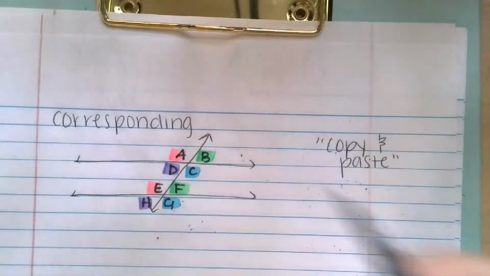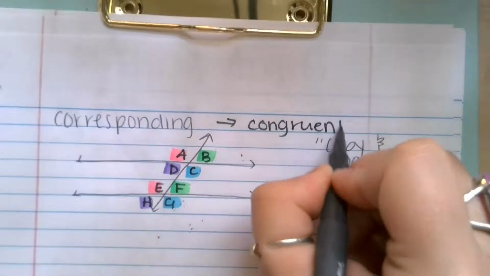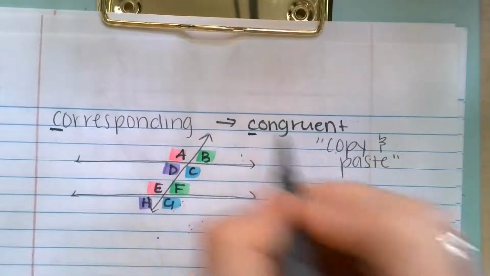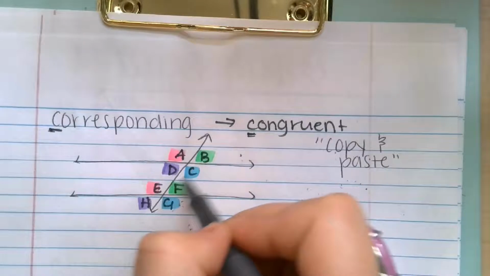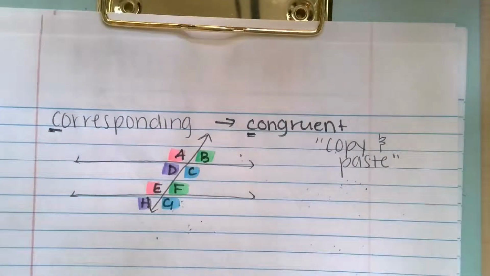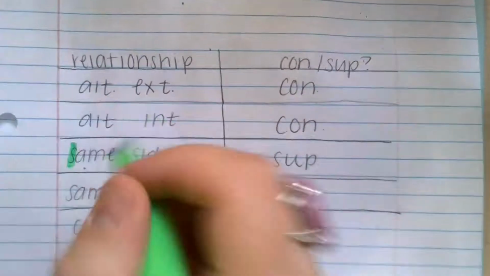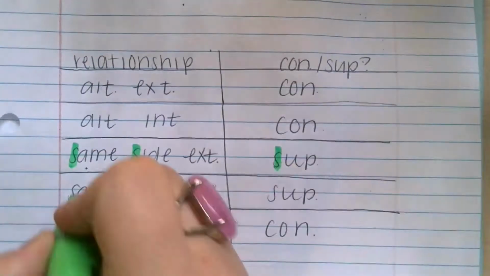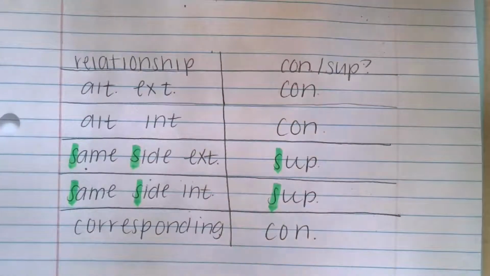Okay? And our corresponding angles are going to be congruent as well. Think of this, we got the two C's: corresponding, congruent. Because if you were to copy and paste, angle A lies right on top of angle E, they have to be equal, right? So this table down here just lays out what is congruent, what is supplementary. Remember, I'm just going to highlight these S's so you can see. Same side, supplementary. Same side, supplementary. Everything else ends up being congruent.